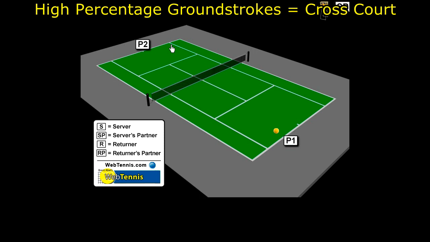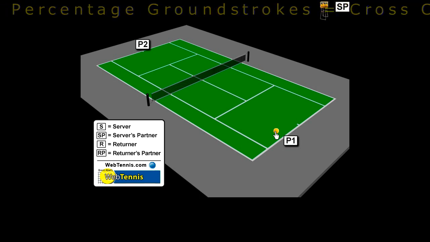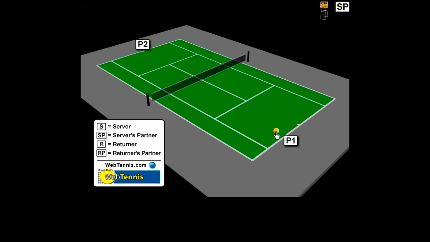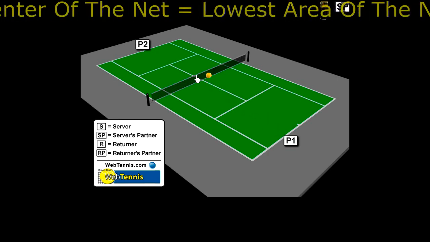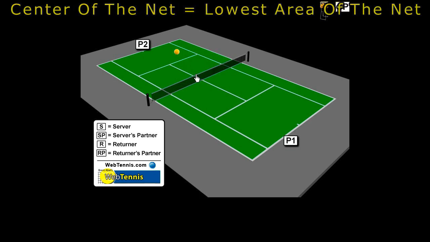Let me give you 4 really good reasons why you want to play this kind of bread and butter rally ball cross court all day long. Number 1 is you are going across the lowest part of the net. The center strap here is only 3 feet high. As we get out to the net post out here, it gets as high as 3.5 feet. So if you play your shot from here cross court, you're going across the lowest part of the net.